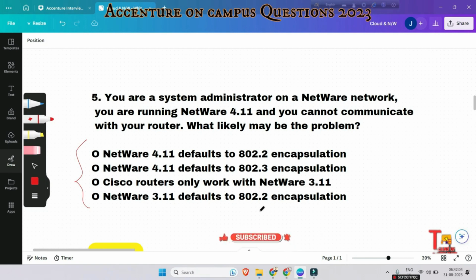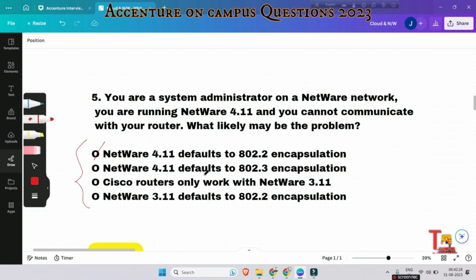Okay, I am answering. Actually, network 4.11 defaults to 802.2 will be the answer, right? So the answer will be option A. What happens? Actually, network 4.11 by default uses the Ethernet 802.2 frame type for communication, right?